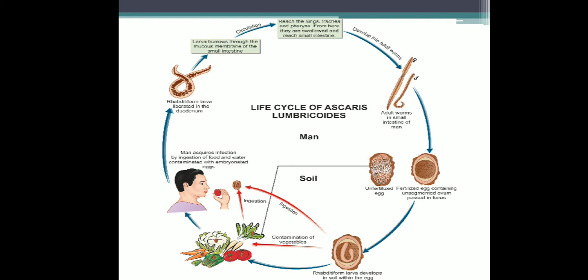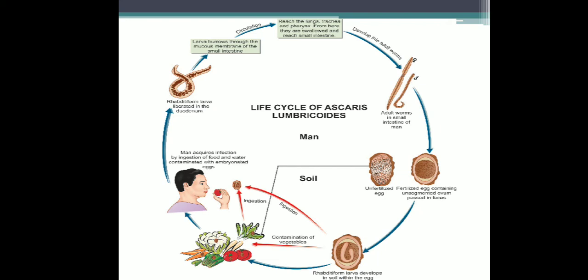4 days they will reach the lungs, where they grow and molt twice. Then after 10 to 15 days, they pierce the lung capillaries and reach the alveoli. They crawl up, or are carried up, the respiratory passage to the throat and are swallowed. The larvae molt and develop into adults within the duodenum.